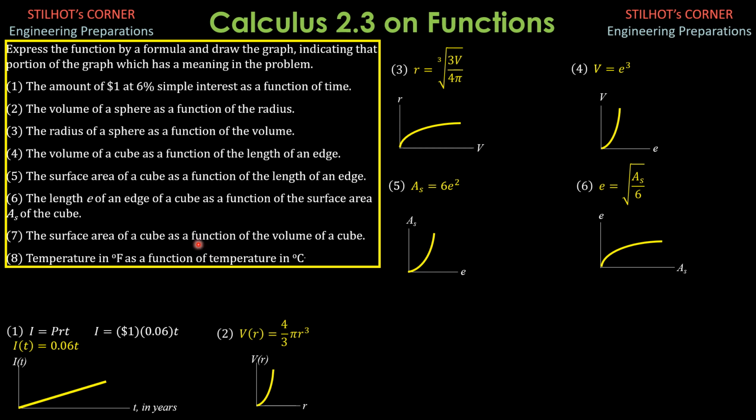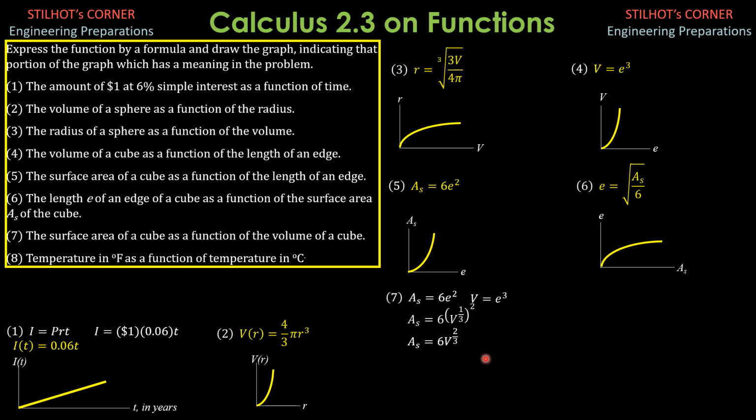Then the surface area of a cube as a function of the volume. So surface area is 6 times E square. The volume is edge cube. So that means the edge is cube root of volume. Since the edge is cube root of volume, we substitute it here. So area S is 6 times cube root of volume squared, or volume to the 2/3. So area S is 6 times V to the 2/3.